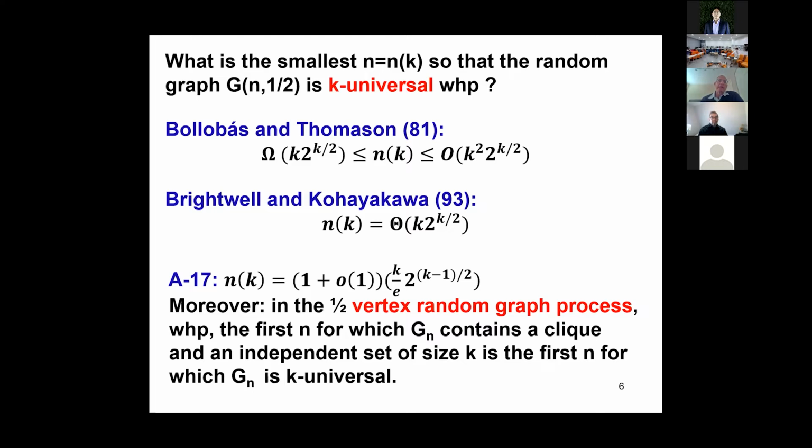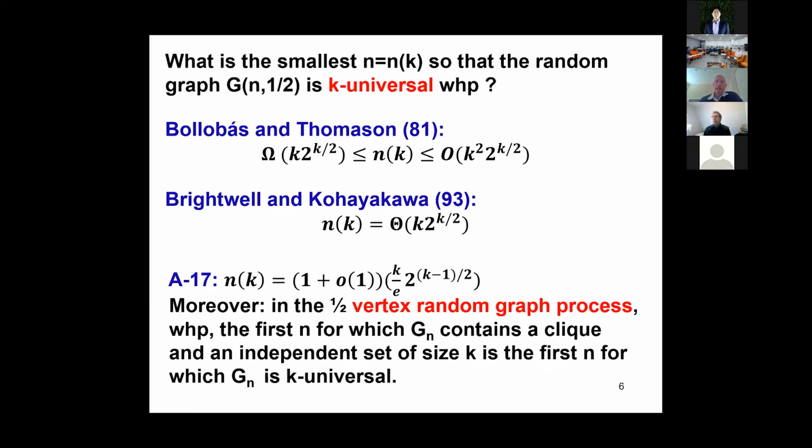Then there was a subsequent paper by Brightwell and Kwayakawa. They already used some large deviation inequalities, and they show that n of k up to a constant factor behaves like k 2 to the k over 2. And what I showed is that in fact you can find the value of n of k exactly up to a low order additive error term, and this behaves like k over e 2 to the k minus 1 over 2, and I'll soon tell you where it comes from.